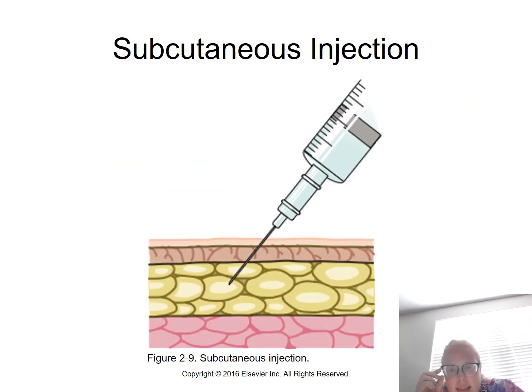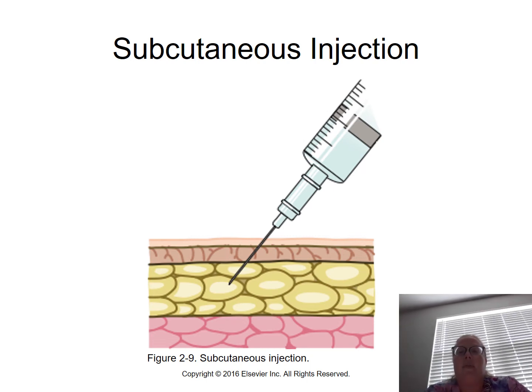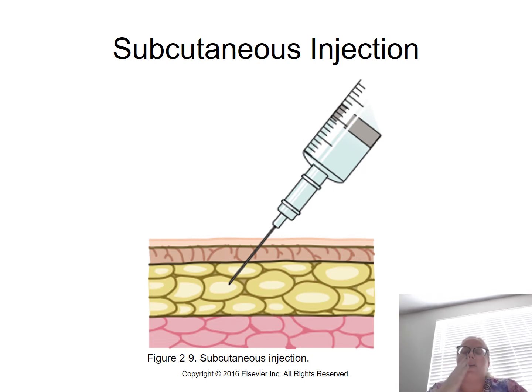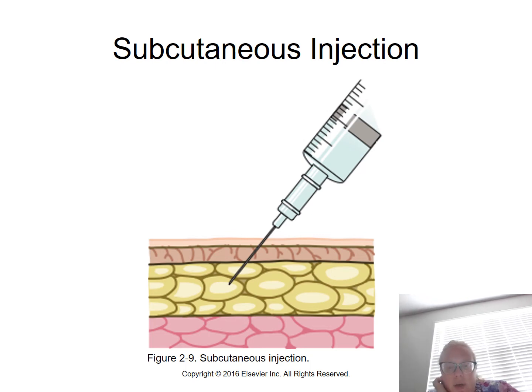Okay, this is a subcutaneous injection. So you see that tan layer, that's actually the fatty tissue. Below that is the muscle tissue. Okay, so that's being injected at a 45 degree angle, so we can most likely assume that this patient is of normal size or a thin body size.